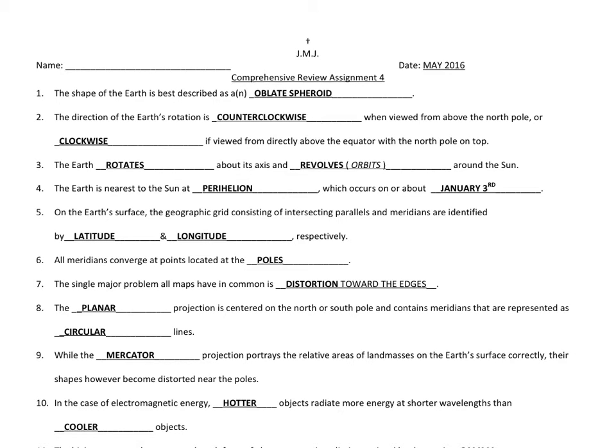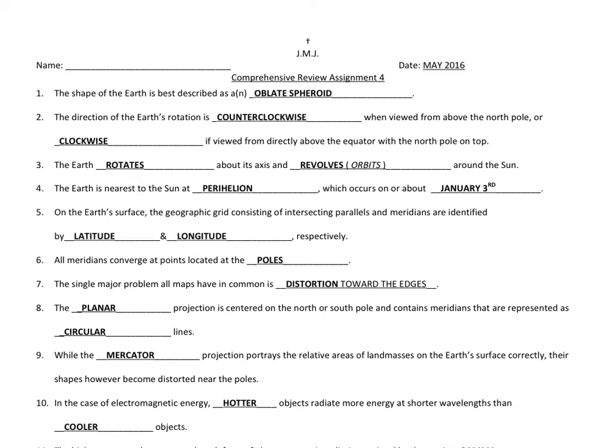The Earth rotates about its axis and revolves around the sun. It's important that you remember the difference between rotation and revolution. Rotation is like spinning a top, whereas revolve is moving around another object. So the moon revolves around the Earth. Remember though that the moon also rotates on its axis at the same rate that it revolves, and that's why we only ever see one side of the moon.